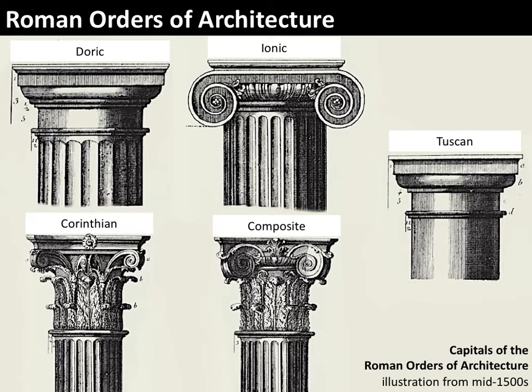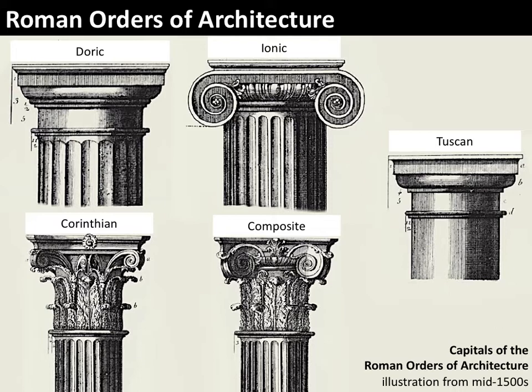Taking a closer look at the capitals on the columns, you see the Doric, that looks familiar, but look at the Tuscan over on the right. You see how the capital is very similar, but the Tuscan column itself is smooth. It doesn't have those grooves or those flutes in it. The Ionic column looks very familiar, though the volutes are a little bit smaller than the Greek. The Corinthian looks very familiar, doesn't it?